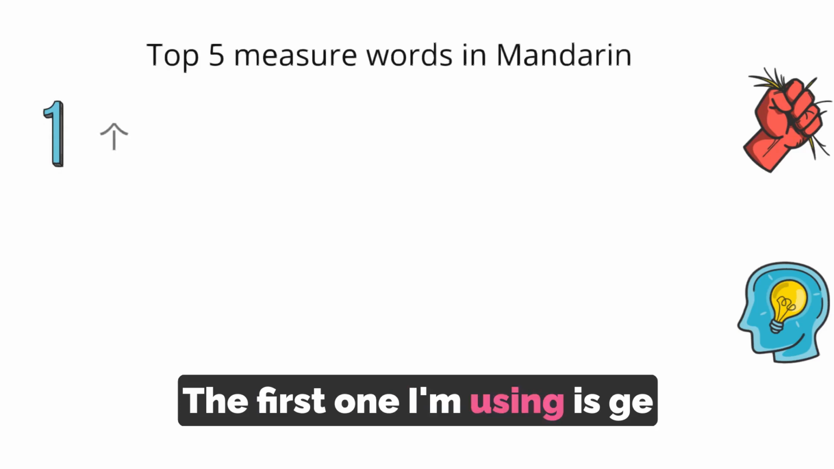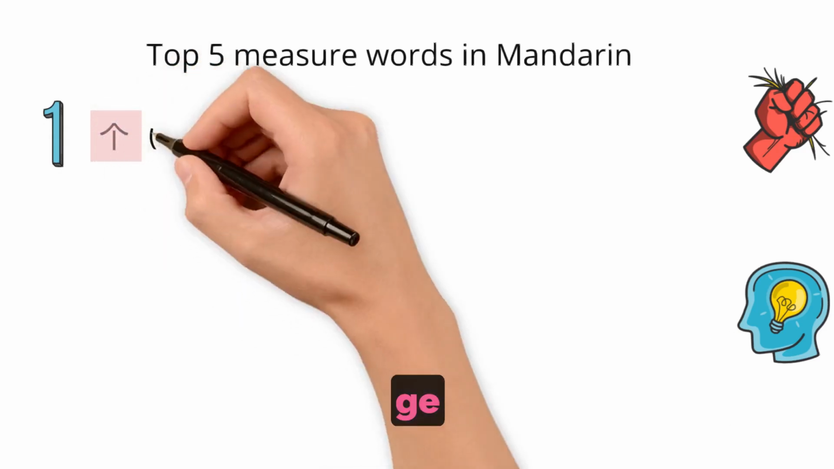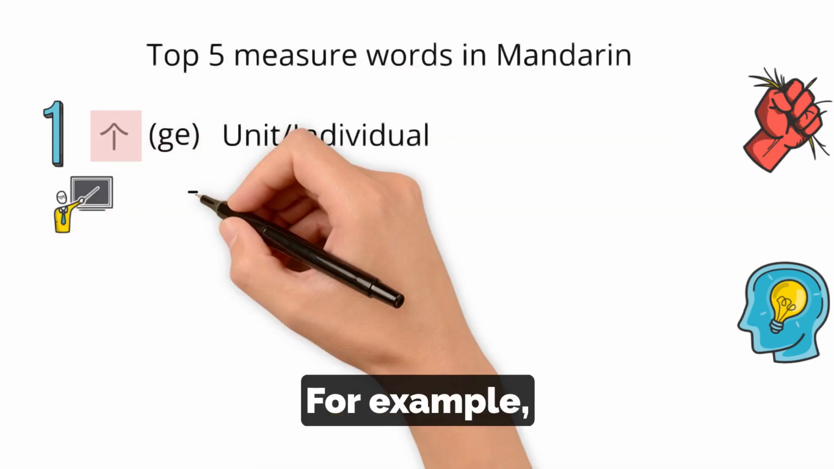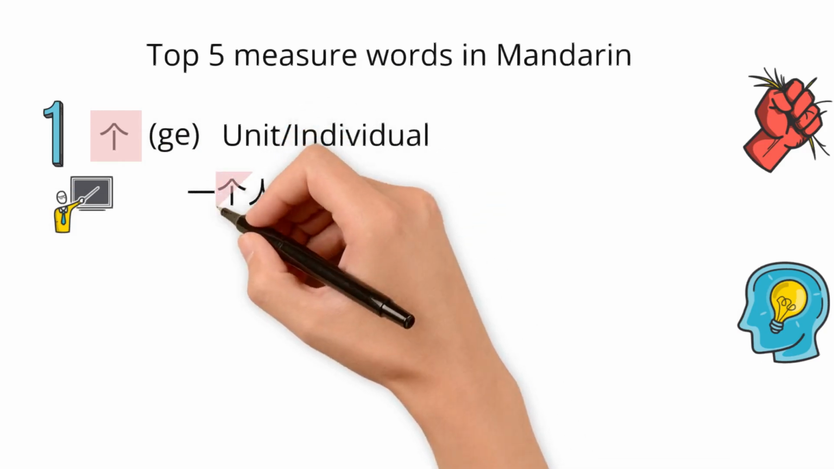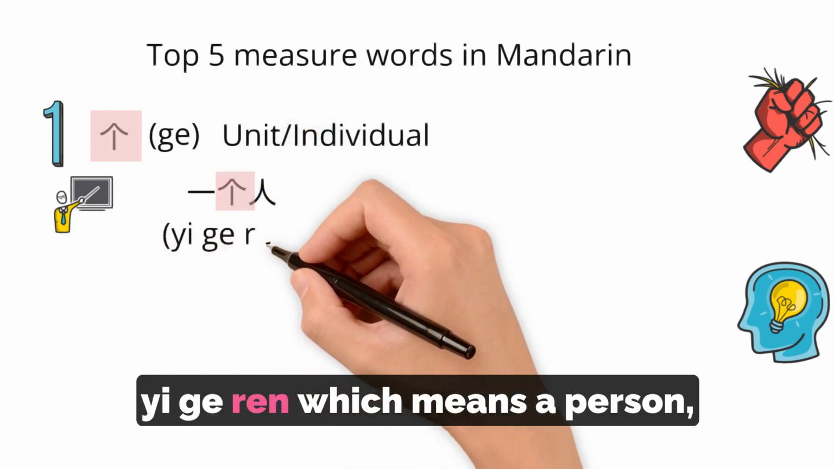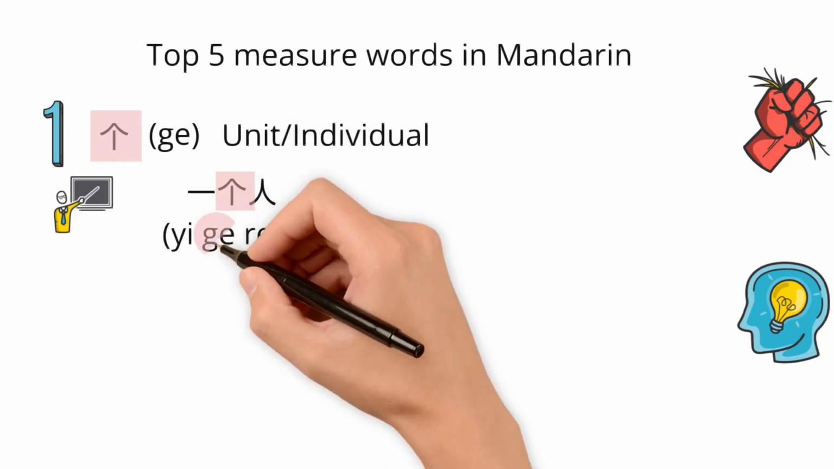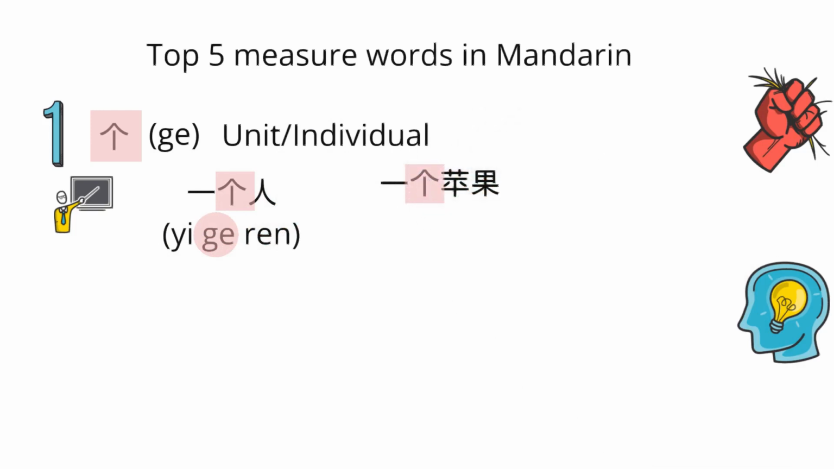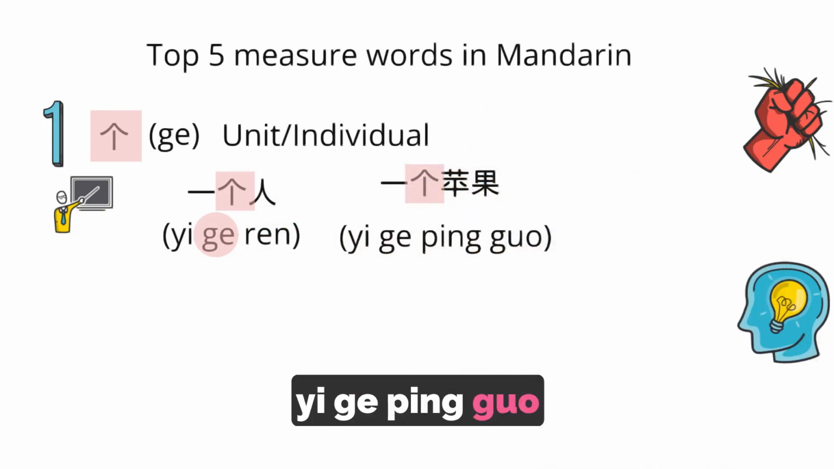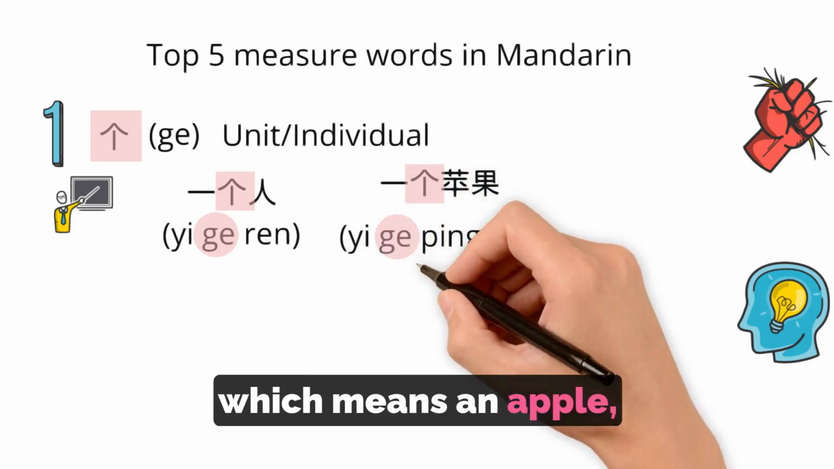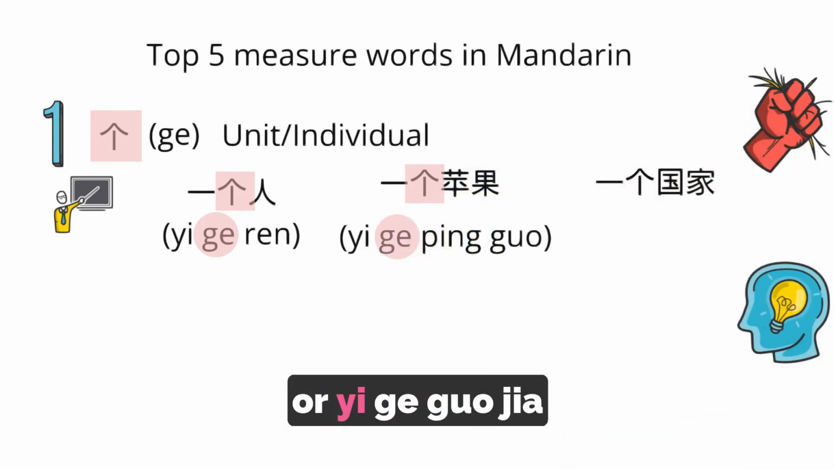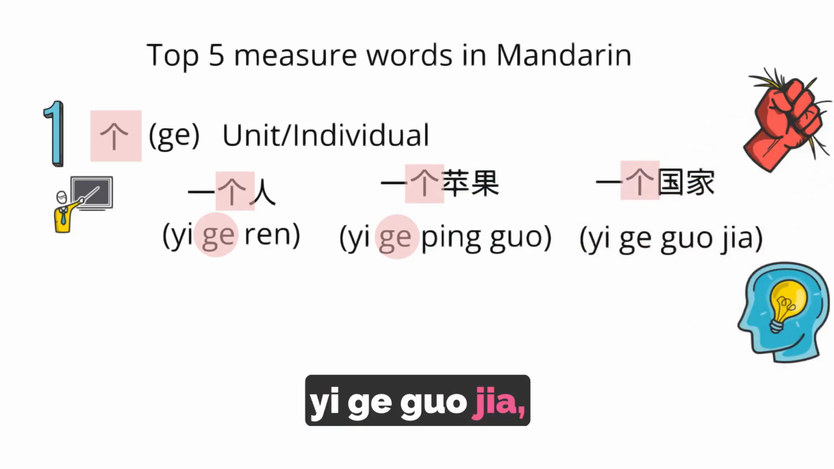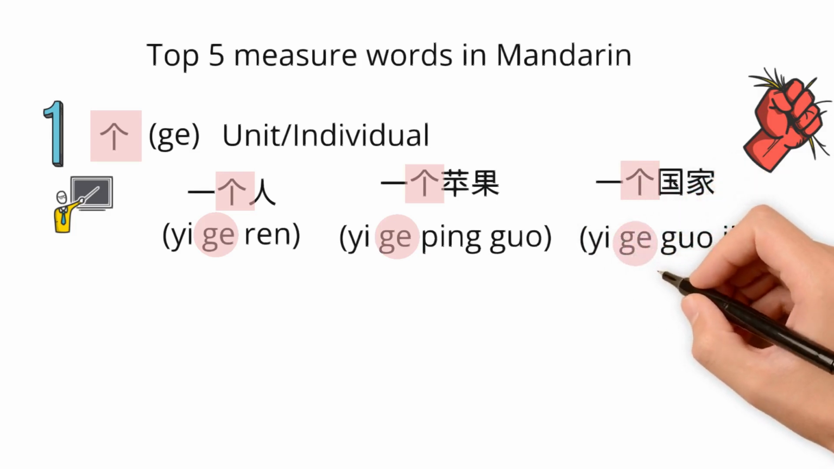The first one is 个. 个 means a unit or individual. For example, 一个人, which means a person. Or 一个苹果, which means an apple. Or 一个国家, which means a country.